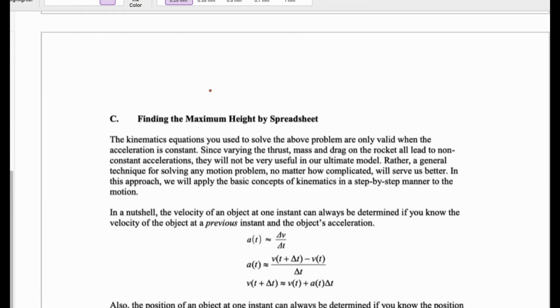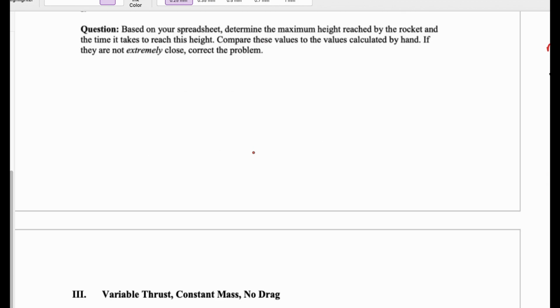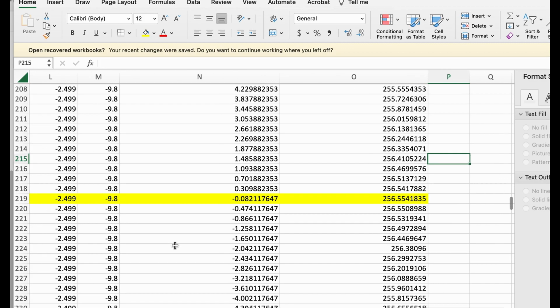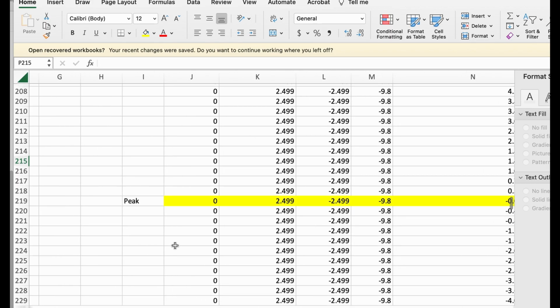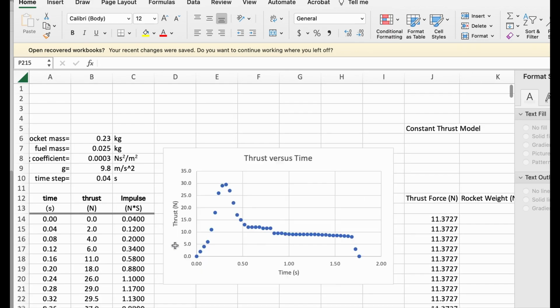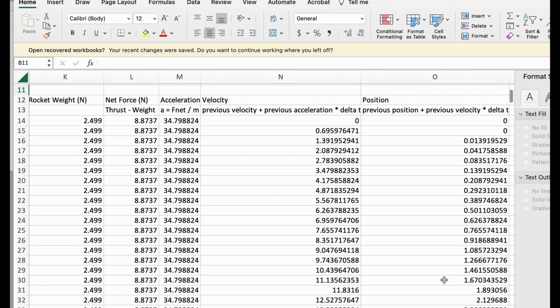Okay, so let's see what they ask next. It says, compare these values. If they're not extremely close, could you correct the problem? There is a way to correct it. We just want to change our delta t. So let's see if we could do that. I'm going to change it now to 0.02. See if everything propagates through now.